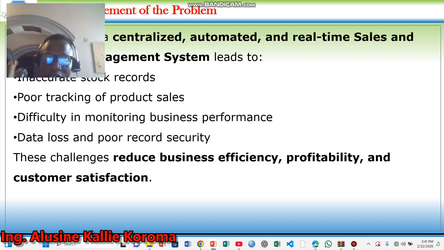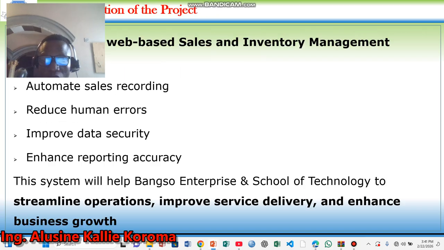These challenges reduce business efficiency, profitability and customer satisfaction, since they lack a database where they can record all their transactions and daily records. This has led to losses, because they cannot track all their records per day. Now, what is the justification of this problem?